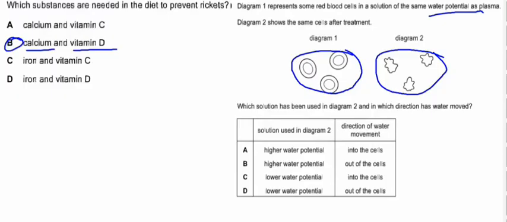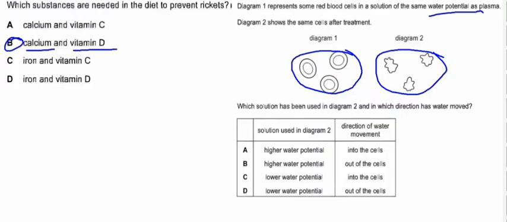The question: which solution has been used in diagram 2 and in which direction has water moved? So the solution which has been used in diagram 2 has a lower water potential, right?